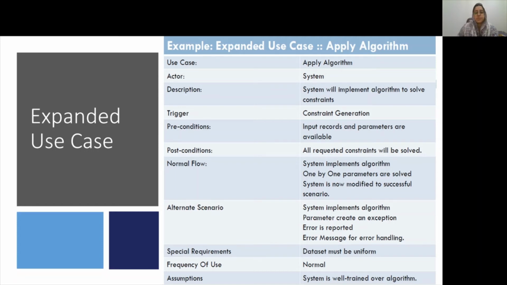Then frequency of use. Frequency of use represents the tendency of a use case execution. It may be normal, high or low. Then special requirements. Special requirements are the instructions for some specific purpose or task in the particular use case. Then assumptions. The assumptions that the system must follow before the execution of the use case. So for example, in this case, we have assumed that the system is well trained over the algorithm. So the system will be able to actually apply the algorithm.